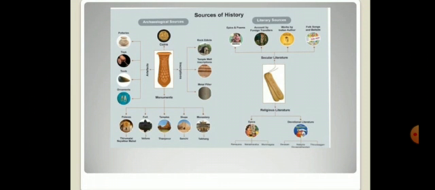There are two sources: archaeological sources and literary sources. Archaeological sources include pottery, toys, tools, ornaments, coins and rock edicts. And also the monuments.